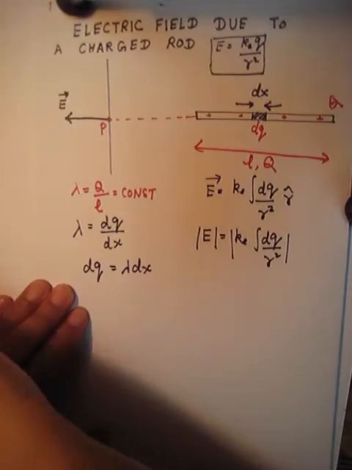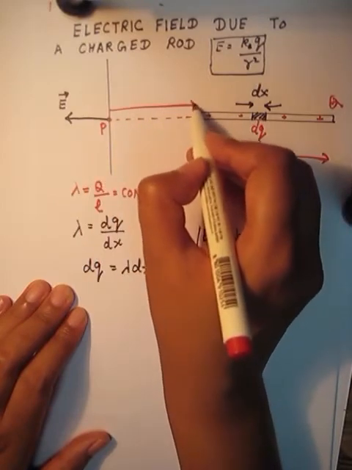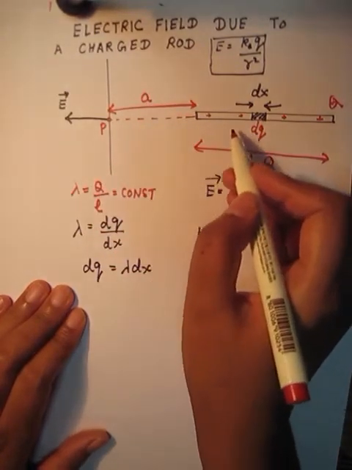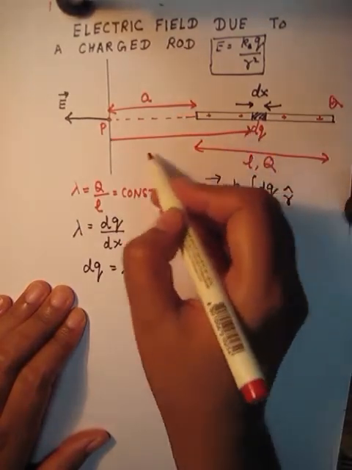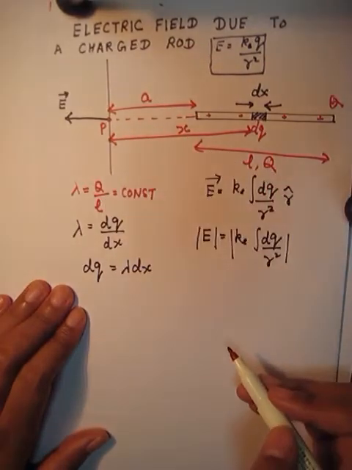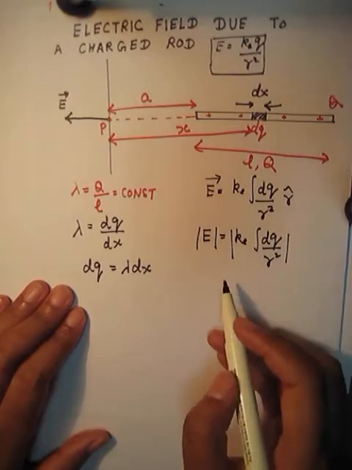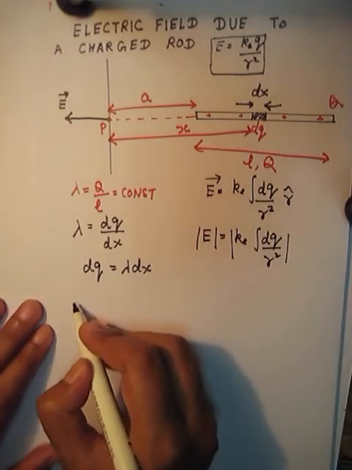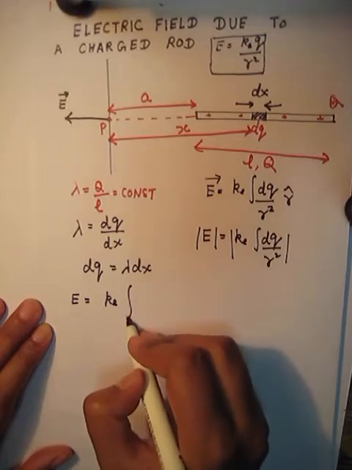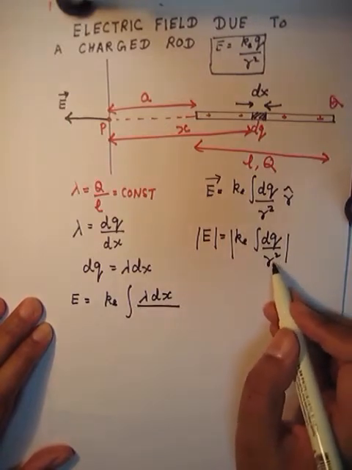Also, let us denote these distances. It's known that the distance from the end of the rod to the point is given by a, and the distance of the small part of the wire from this origin point is x. So the expression for electric field turns out to be the Coulomb constant times the integral of lambda dx upon r square. Now what is r?